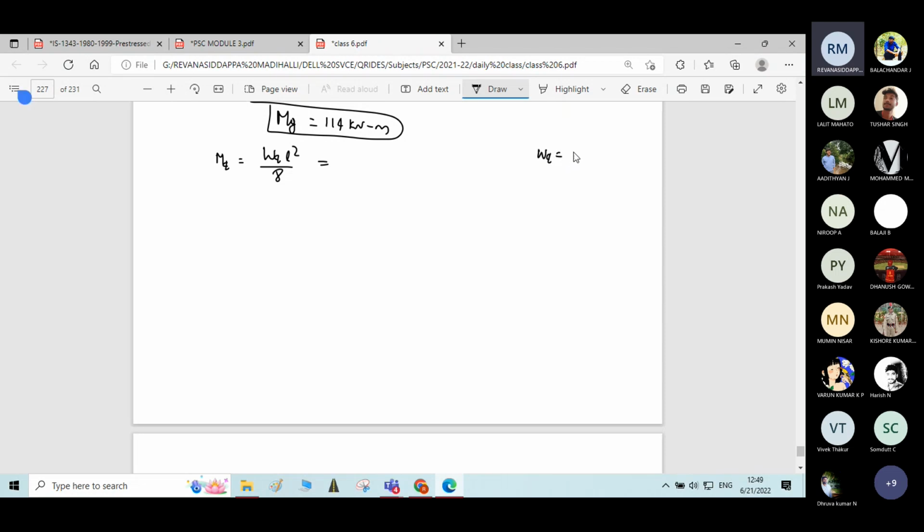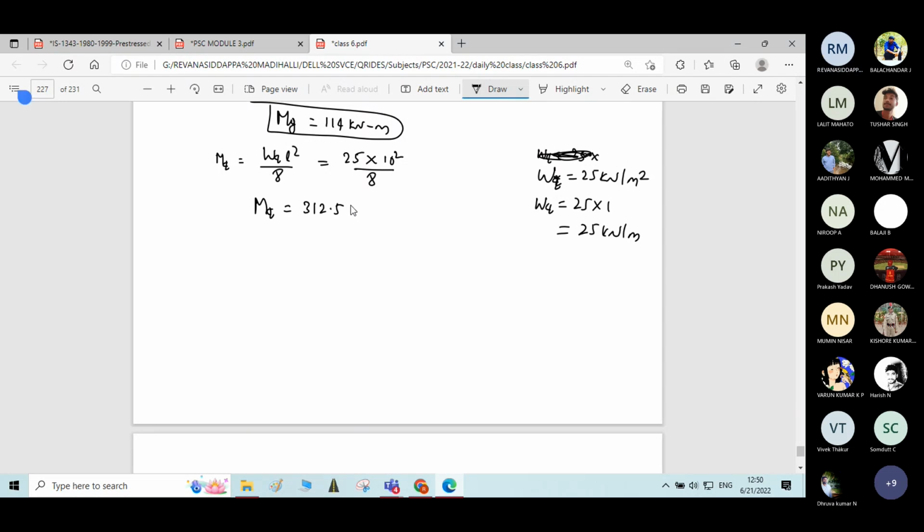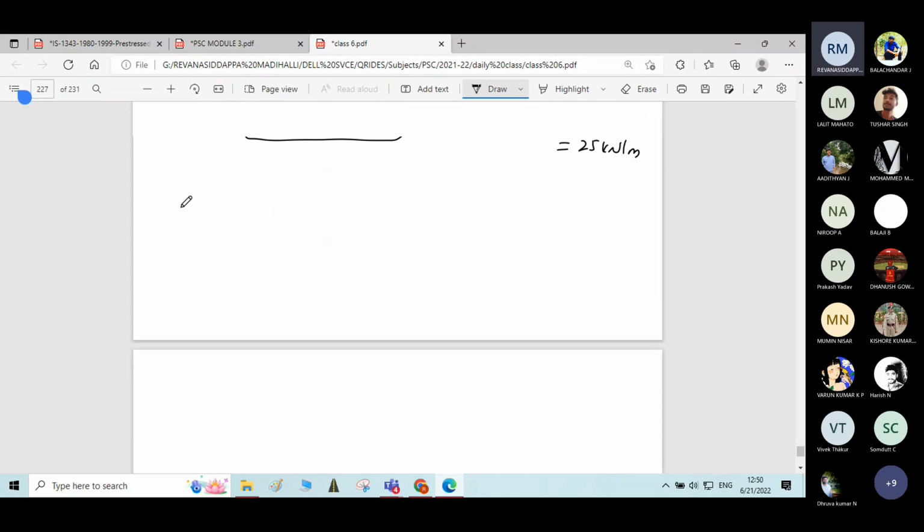Therefore, Wq is equal to 25 into 1 meter. So it becomes 25 kilonewton per meter. Therefore, the live load moment is 25 into 10 square by 8. By this, you'll get live load moment Mq is equal to 312.5 kilonewton meter.